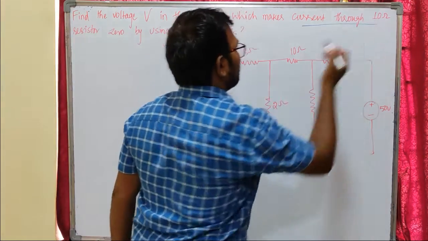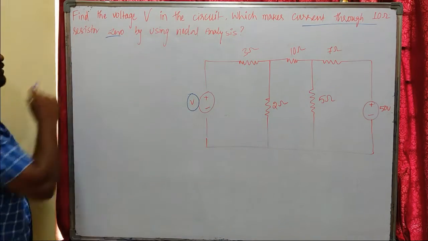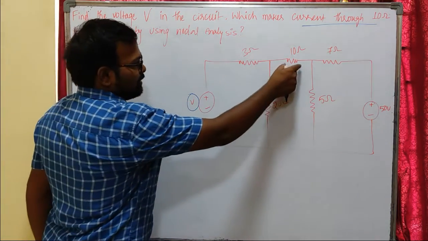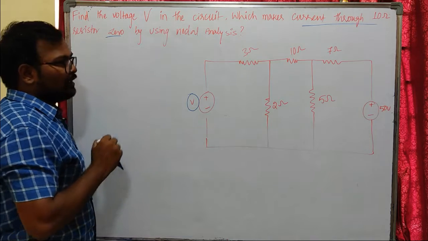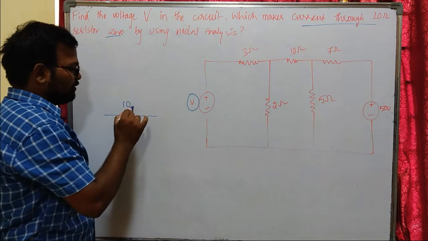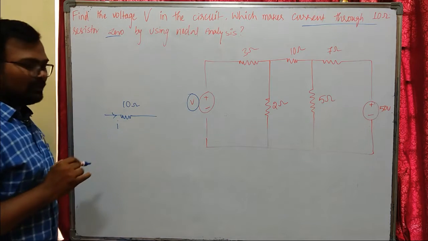Here the current through the 10 ohm resistor should be 0. So this is the condition. We need to find this voltage such that the current through the 10 ohm resistor is 0. So when will the current through the 10 ohm resistor be 0? What is the current here?